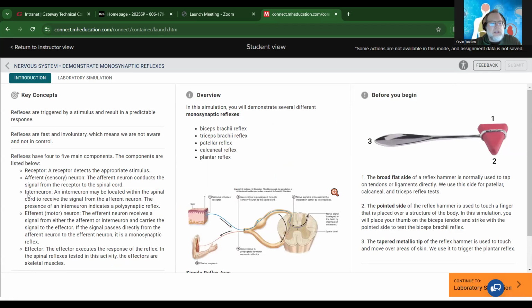Again, we have the interneuron that's going to provide information to the brain as well as transmitting to this efferent or motor pathway. And then we have ultimately what's called the effector, which would be the gland or the muscle that's going to respond to the stimulus. So stimulus comes in, response goes out. Very basic. This is Psychology 101. This is Anatomy 101.